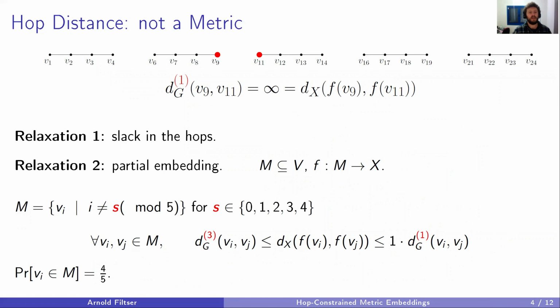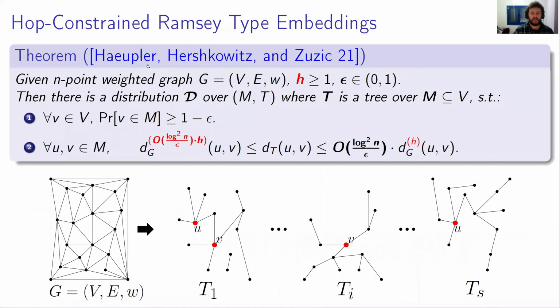Okay, so Haeupler-Hershkowitz-Zuzic used these two relaxations and showed the first result in this context, which we called Ramsey tree embedding, because you embed a subset. And what they show is the following. Given any n-vertex weighted graph G and some parameters h and epsilon, there is a distribution D over pairs (M, T), where T is an embedding over M and M is a subset. So we have some distribution over embeddings into subsets, such that for every vertex v, the probability that it belongs to the subset that we embed is at least 1 minus epsilon. This will embed almost all the vertices.